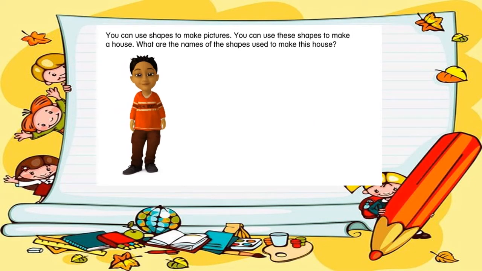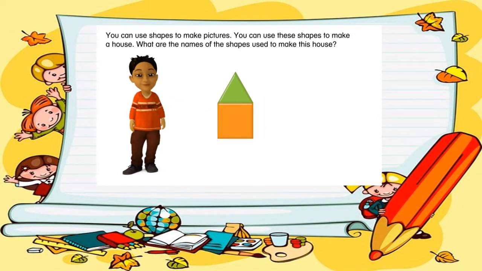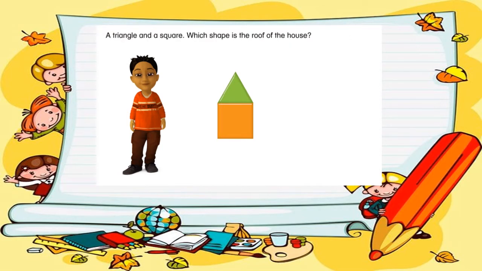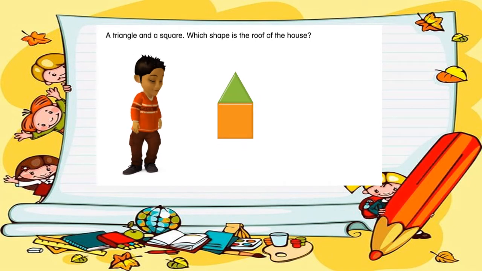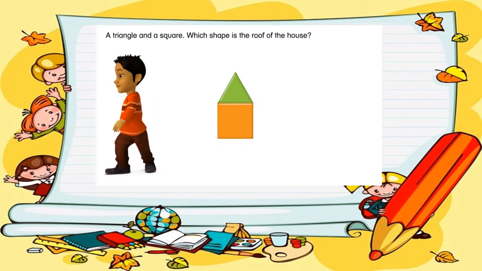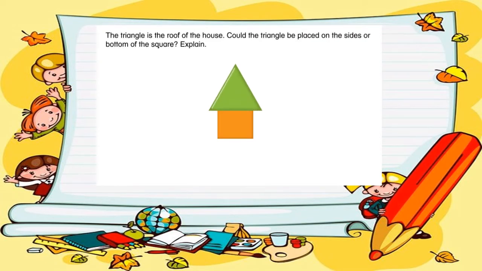You can use shapes to make pictures. You can use these shapes to make a house. What are the names of the shapes used to make this house? A triangle and a square. Which shape is the roof of the house? The triangle is the roof of the house.